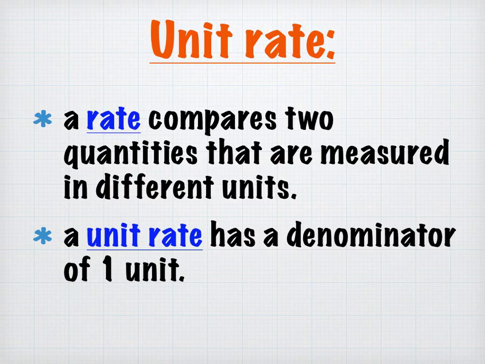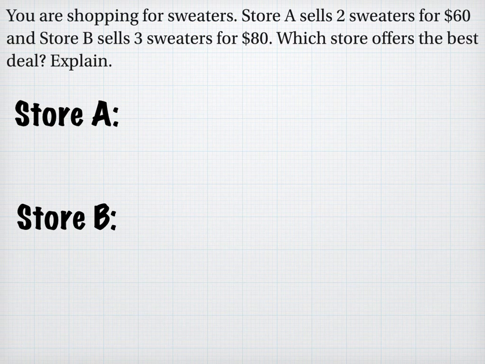We need to also talk about a unit rate. A rate compares two quantities that are measured in different units, but a unit rate has a denominator of just one unit. So an example using unit rate says you are shopping for sweaters. Store A sells 2 sweaters for $60 and store B sells 3 sweaters for $90. Which store offers the best deal, and explain.